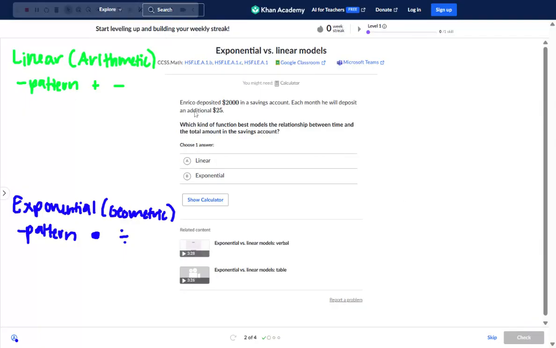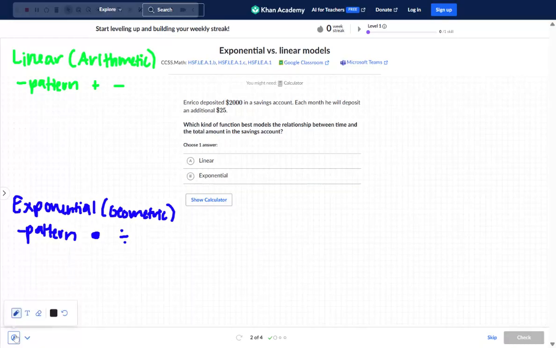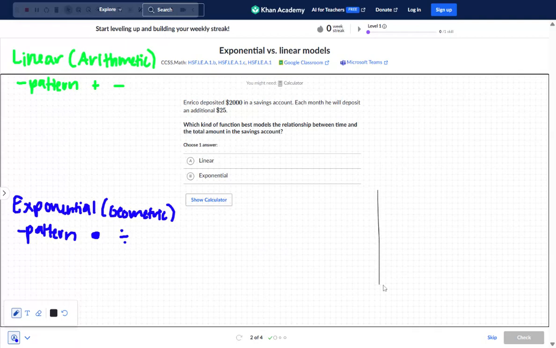Let's try another one. Enrico deposits $200 in a savings account. Every month, he will deposit an additional $25. So it's kind of helpful to see this as a visual. So like 2,000, 2K, sorry.